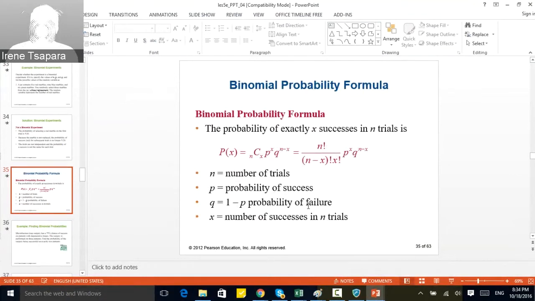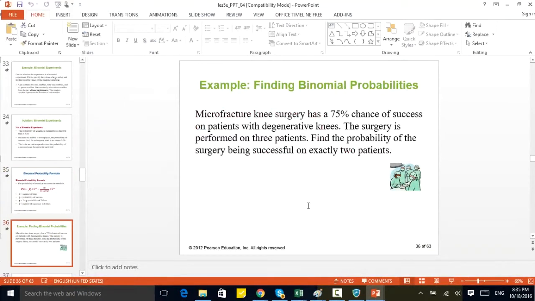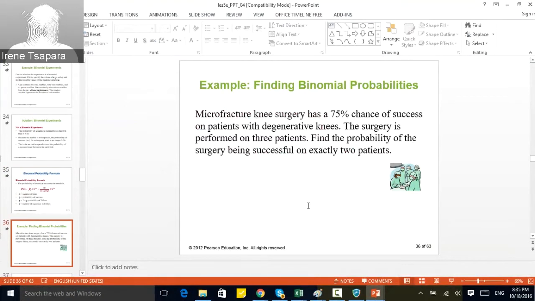This is the formula that I just gave you. N choose X, where X is the specific value of the random variable, times P, where this is the probability of success, to the X, times Q to the N minus X. So here we are changing the probability a little bit. The probability is a 75% chance of success on patients with degenerative needs. Find the probability of the surgery being successful in exactly 2 patients.